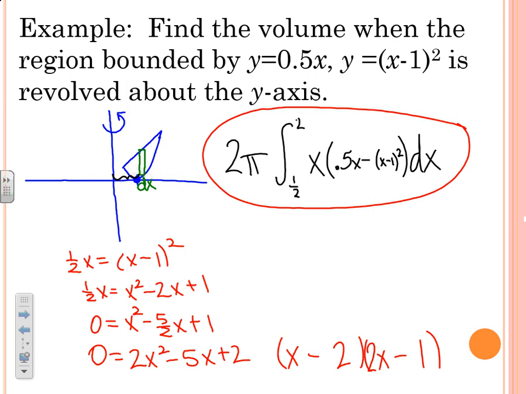We get a fraction? 9/8? Do we agree with 9/8? Let's multiply it by 2. No. You don't have your x in there. So 45 over 32. Right?